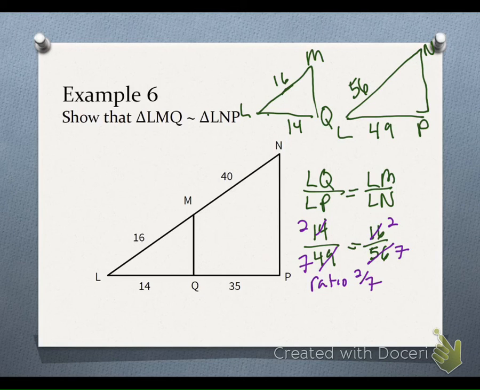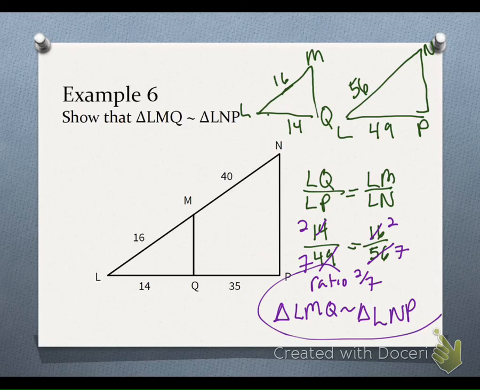Okay, with this, we can now write that these triangles, LMQ, is similar to triangle LNP, by side angle side, SAS.